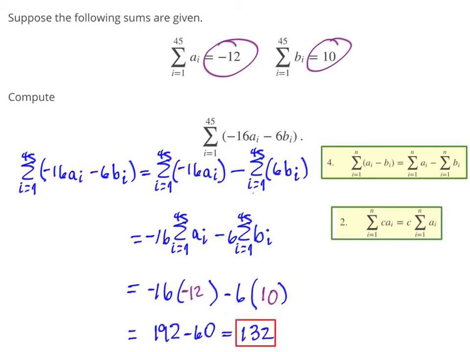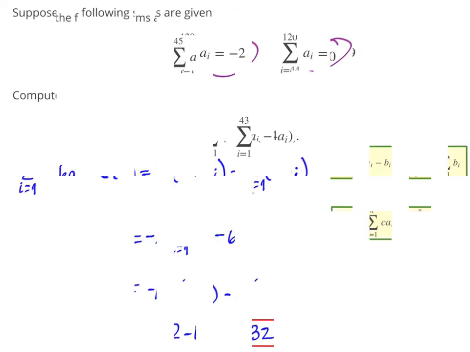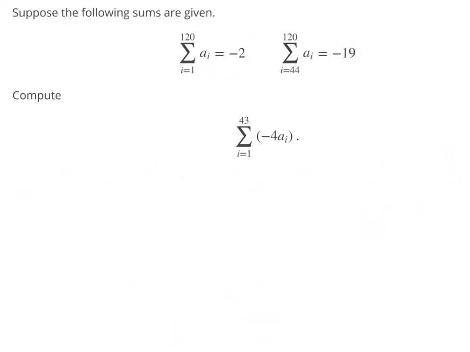So we used a couple of different properties, broke it down step by step. All right, let's look at one more. So in this example, we're given the two sums and asked to compute another sum. So look at the two sums that were given.